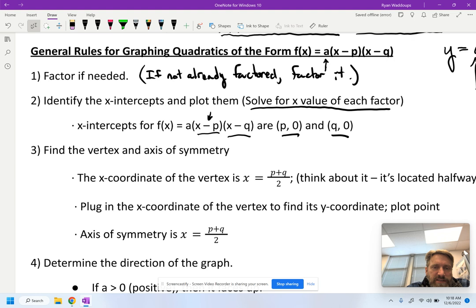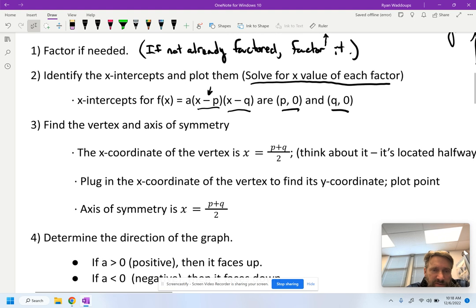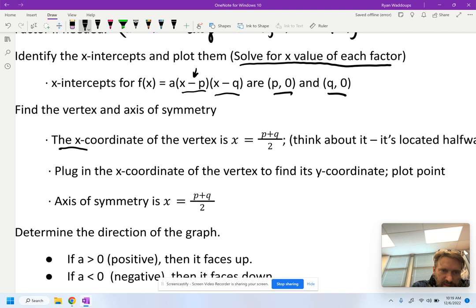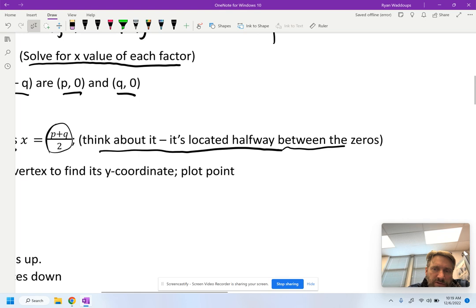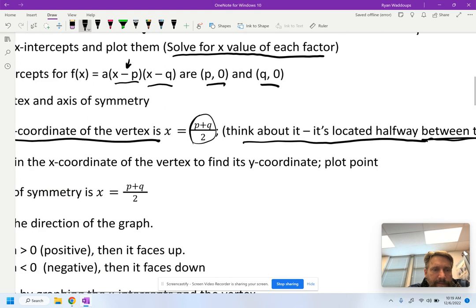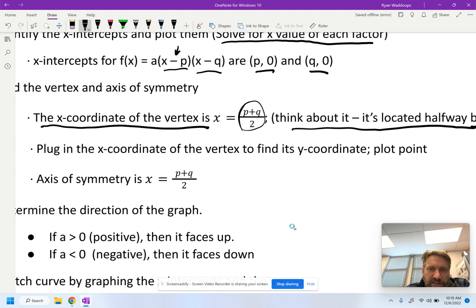Number 3, find the vertex and axis of symmetry. The x coordinate of the vertex is p plus q over 2. You take the two x values of your x-intercepts, add them together, divide by 2, you're finding the average. Think about it, it's located halfway between the zeros. Then you plug in that x-coordinate of the vertex to find the y-coordinate, and you plot that point. That's the vertex. And the axis of symmetry is x equal to that point that's halfway between p and q, or p plus q divided by 2.